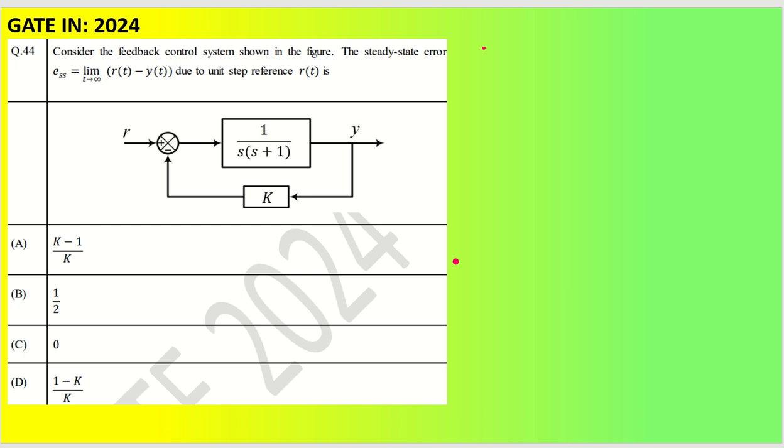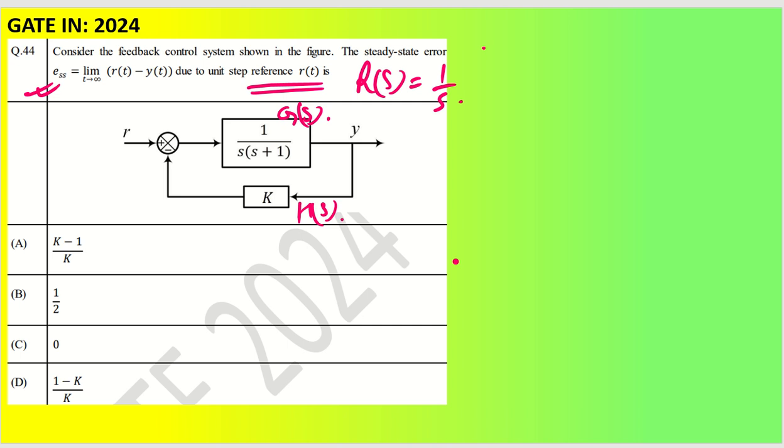This question was asked in GATE Instrumentation 2024, by IISc Bangalore. We have to find out the steady state error due to unit step reference R of t. Unit step means you can consider my R of s is 1 by s. Now, let us say this is my G of s and this is my H of s, which is my feedback function.